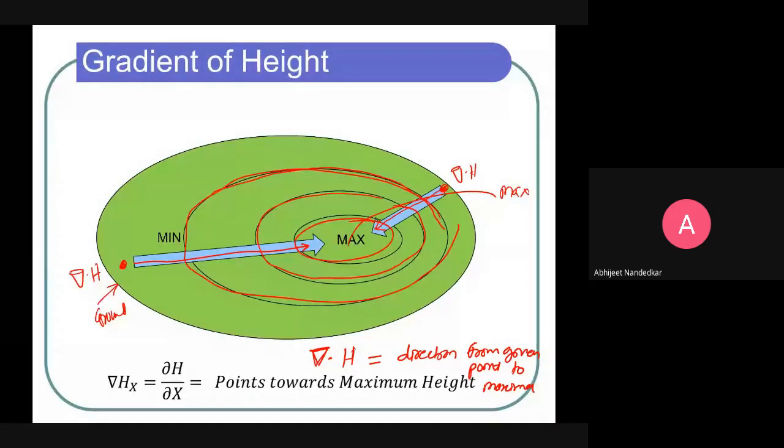So note that the gradient, that is differentiation with respect to x at a given point, points towards the maxima of that function. Is this concept understood? Anybody? Yes, sir. Okay.